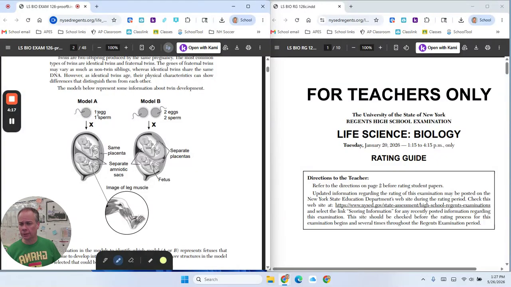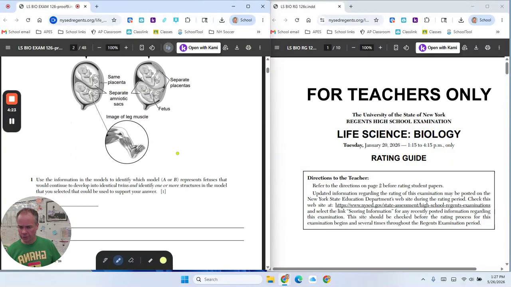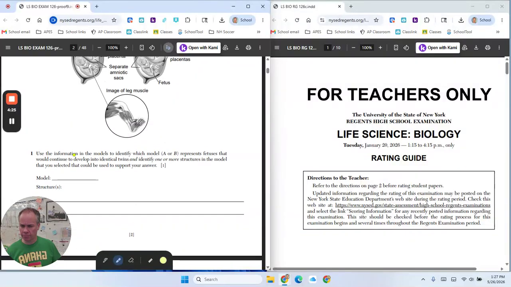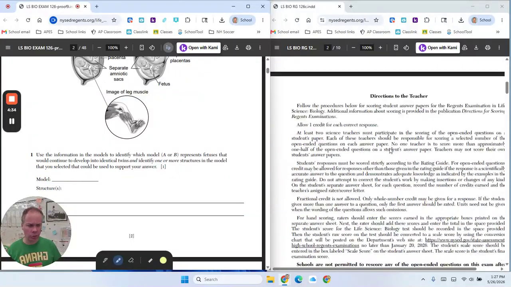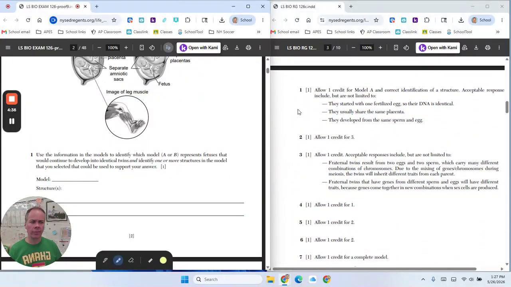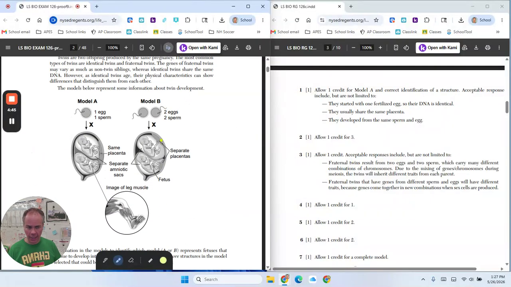The correct answer is model A. Identical twins come from a single egg and a single sperm cell. And so that's what I would choose, and that's actually supporting my answer as well. So I could say model A. And if we look here at the scoring guide on the other side, let's look at what they say are appropriate responses. Allow 1 credit for model A and correctly identifying a structure. So we can say it's an identical twin in model A because there's a single fertilized egg, or that there's only 1 sperm cell and 1 egg cell creating those fetuses.